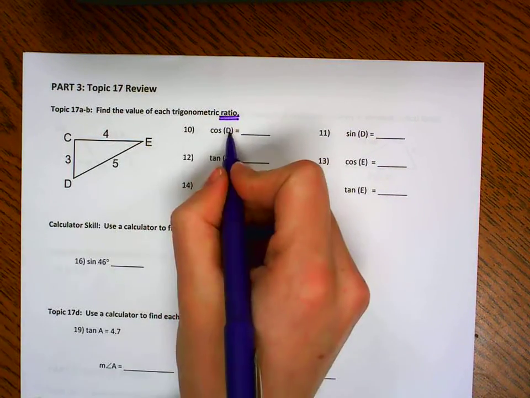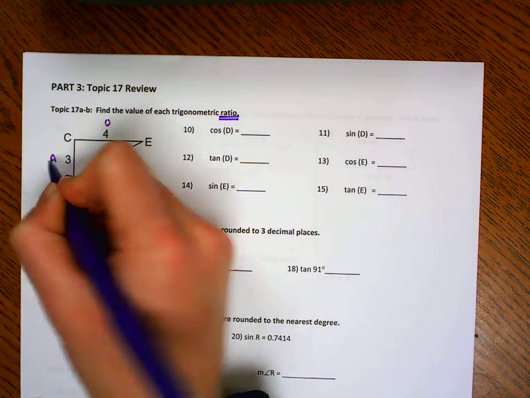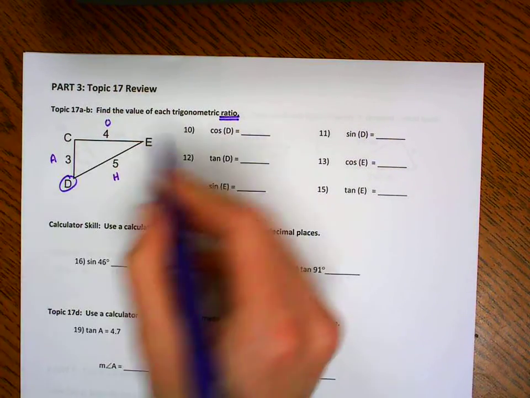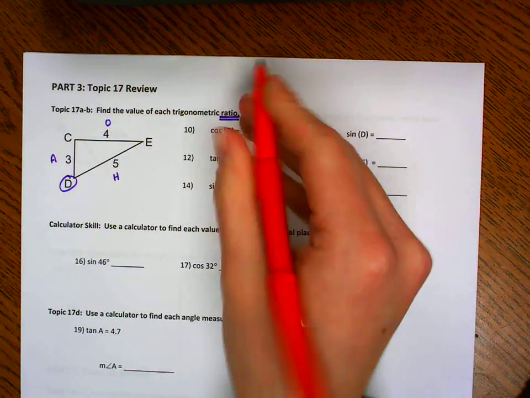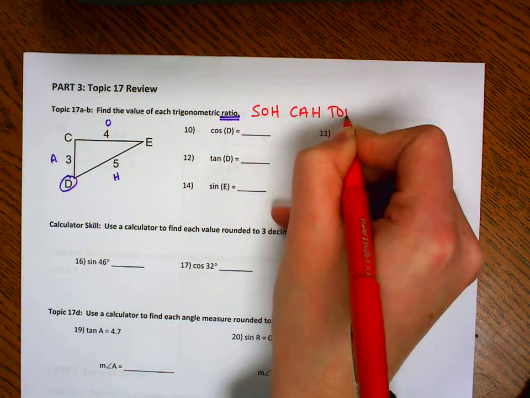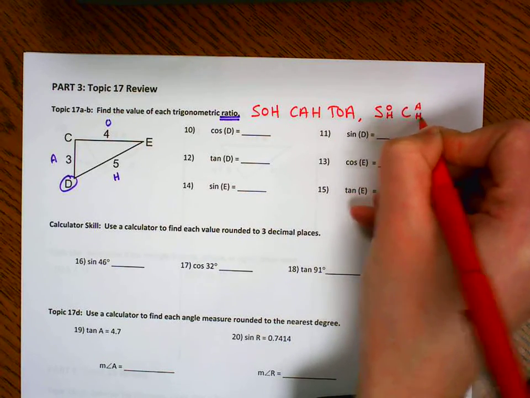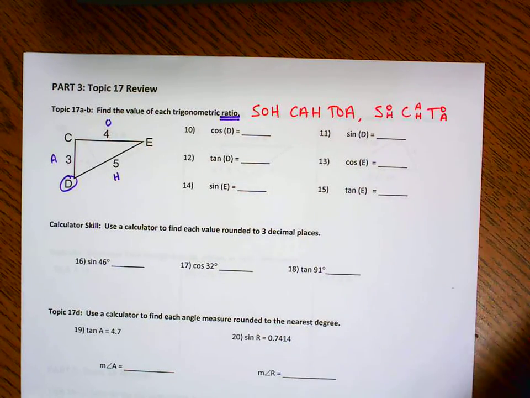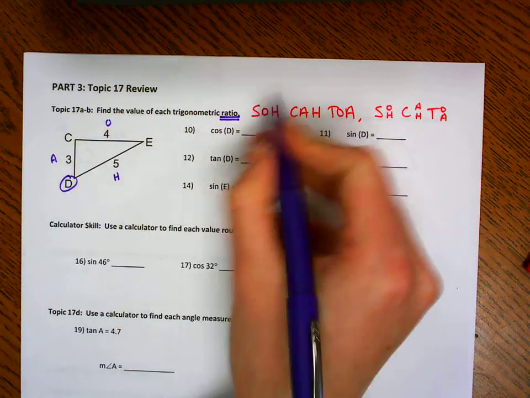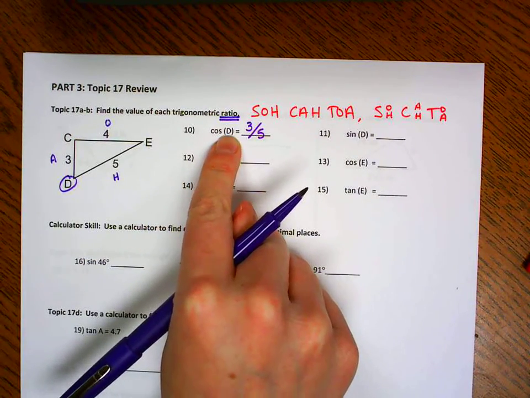So for angle D, here's my opposite side, here's my adjacent side, here's my hypotenuse. Okay, so cosine is A over H. For those of you who had forgotten, remember we have SOH CAH TOA. Remember cosine, C, is A over H. So A over H is 3/5. We're not solving. I just want the cosine relationship for angle D.